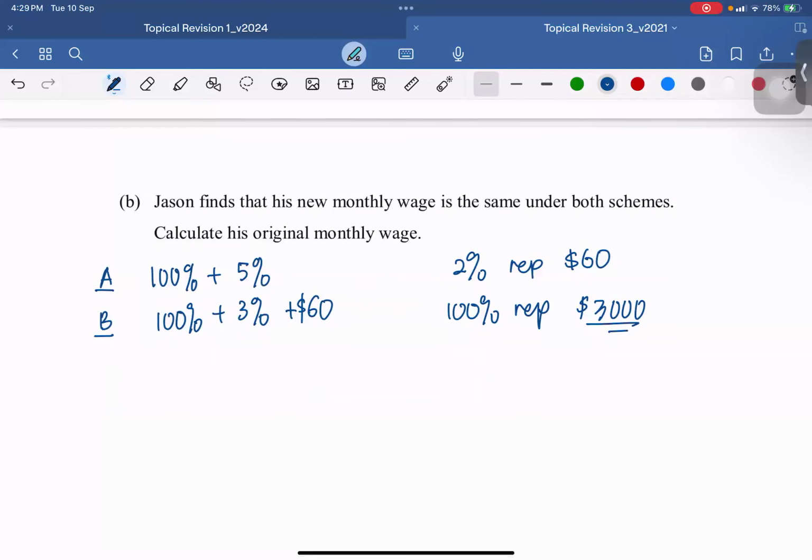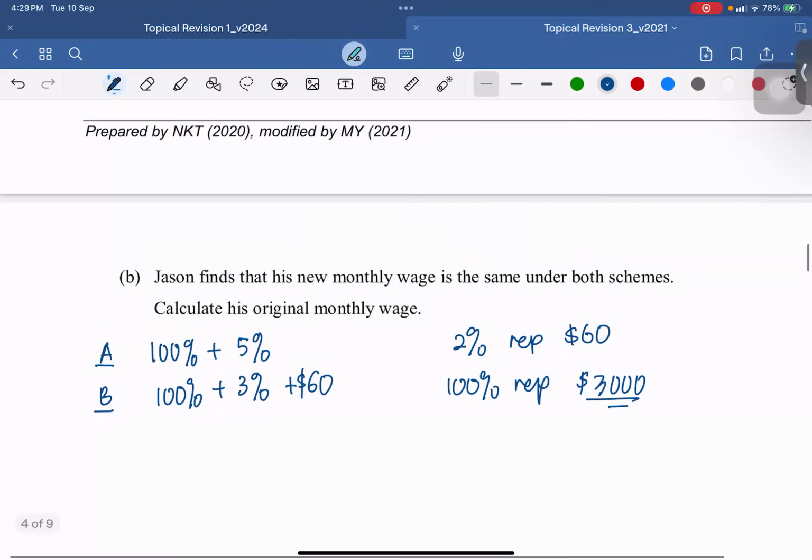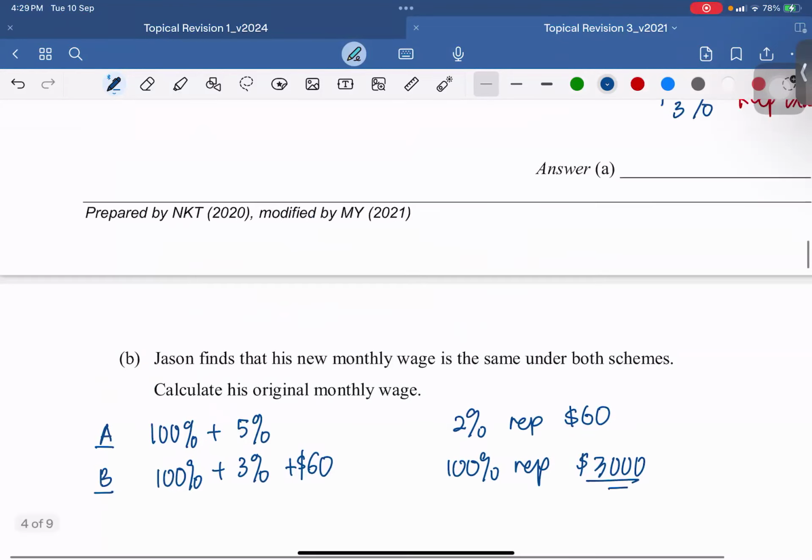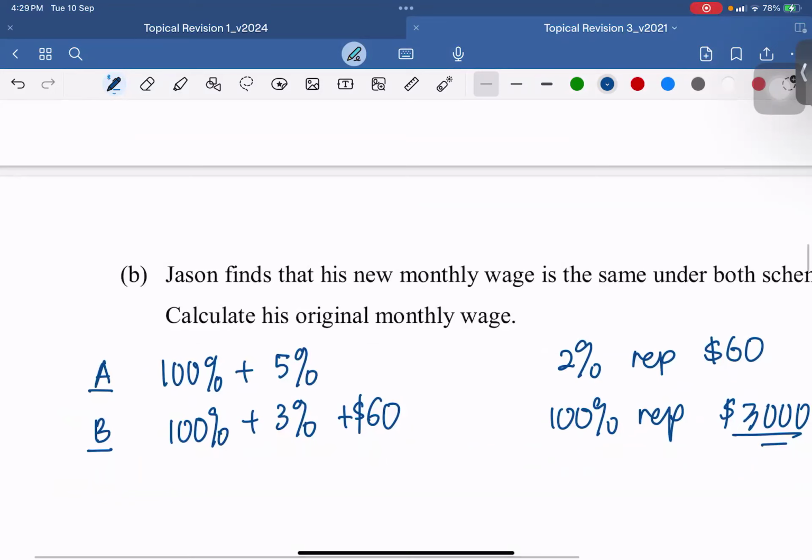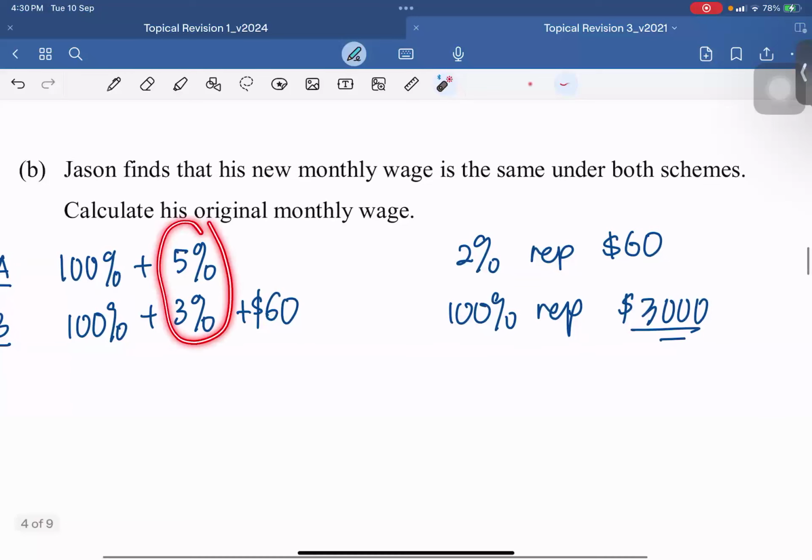Next part, Jason finds that his new monthly wage is the same. That means the original is 3,600, right? So both of them increase by the same amount. Under scheme A, it was 100% plus another additional 5%. For scheme B, it was 100%, the original, add another 3%, add another 60. So very obviously from here, the difference, 5% minus 3%, is actually 2%. So it tells me 2% is $60. Then they want the original wage. I just find 100%. Then I can get my answer.